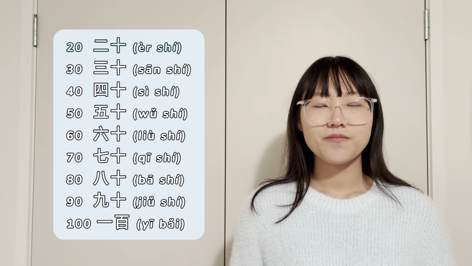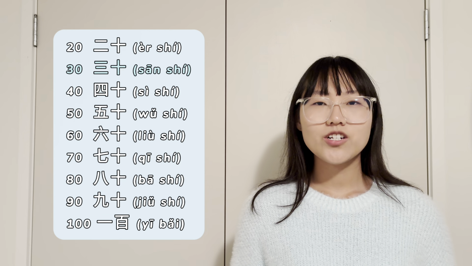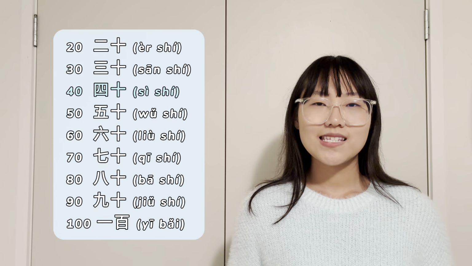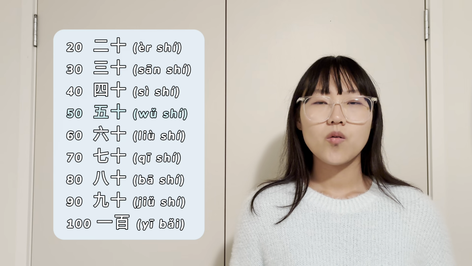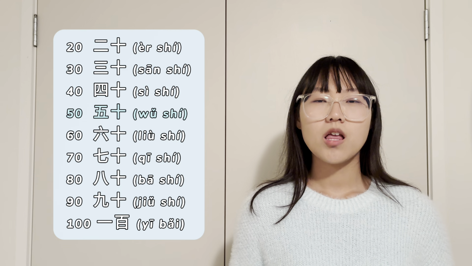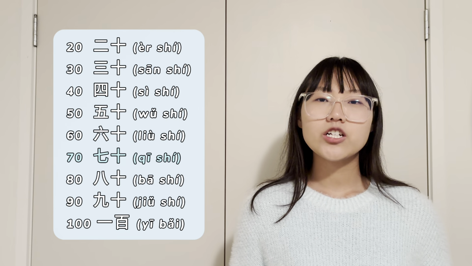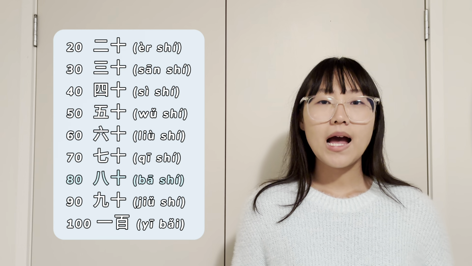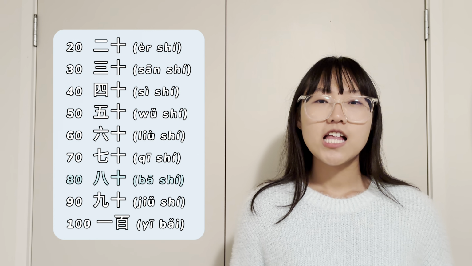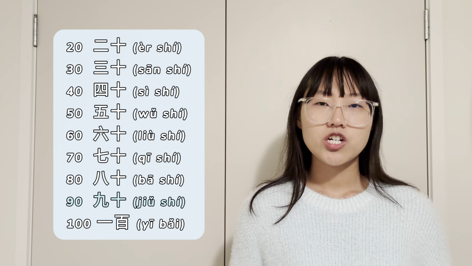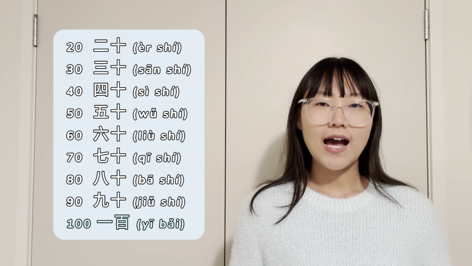二十, 三十, 四十, 五十, 六十, 七十, 八十, 九十, 一百. You almost learned everything from 0 to 100.